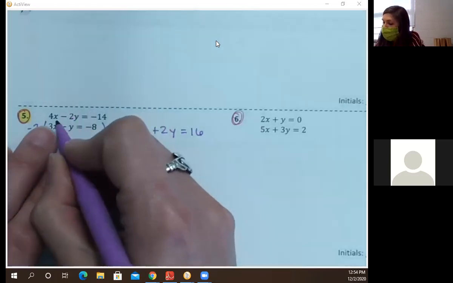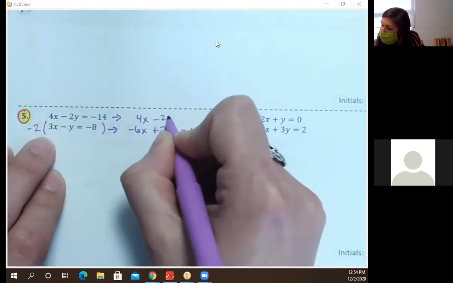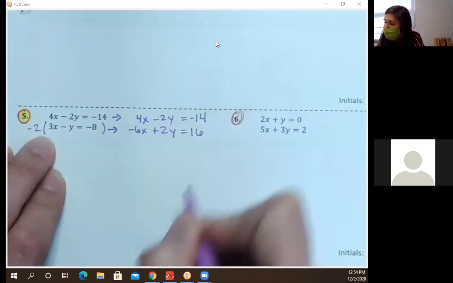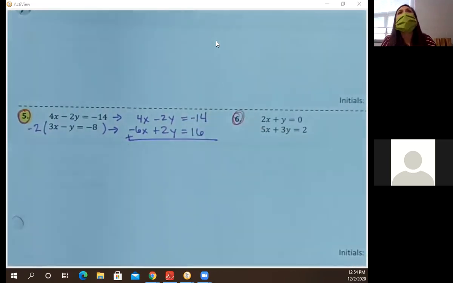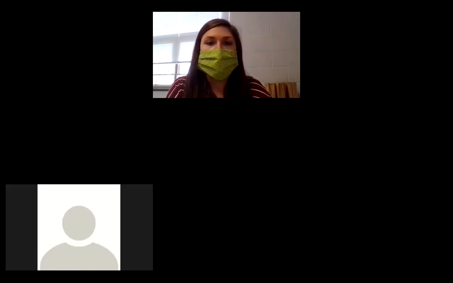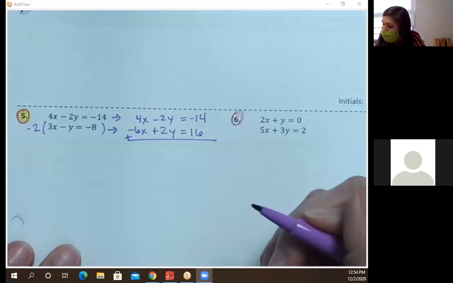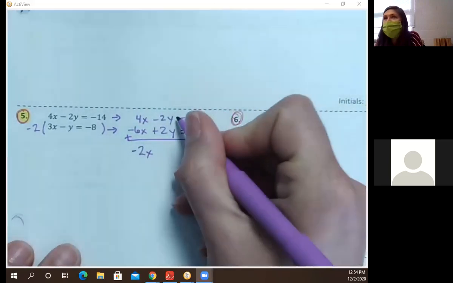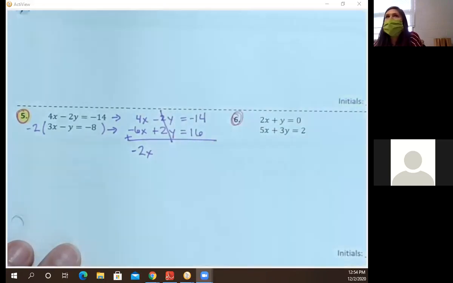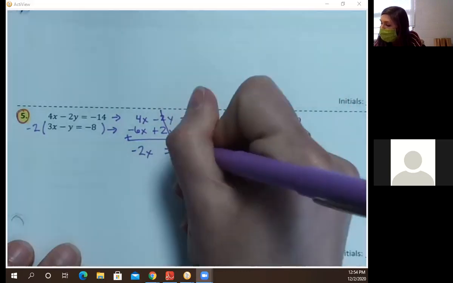And then the top equation, I'm just going to recopy. So 4x minus 2y equals -14. And then we'll add those together. Then we'll add these equations together. 4x minus 6x would be -2x. -2y plus 2y is 0, so the y's are gone. And then -14 plus 16 would be 2.